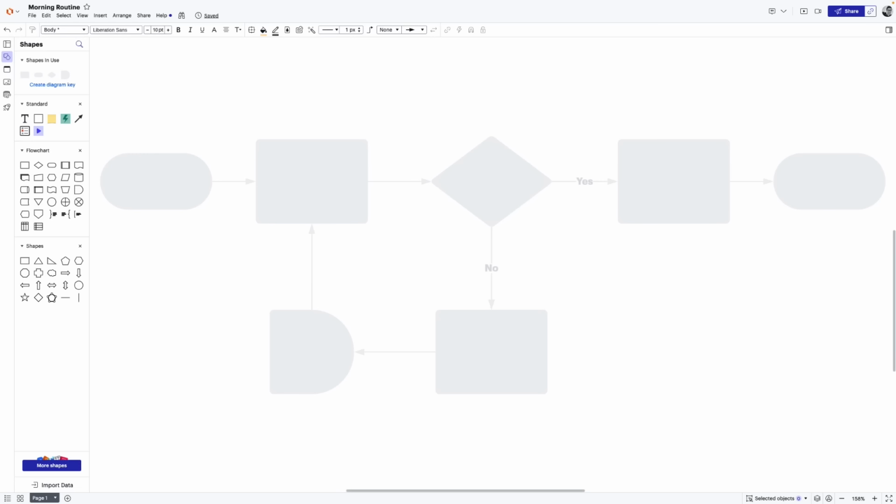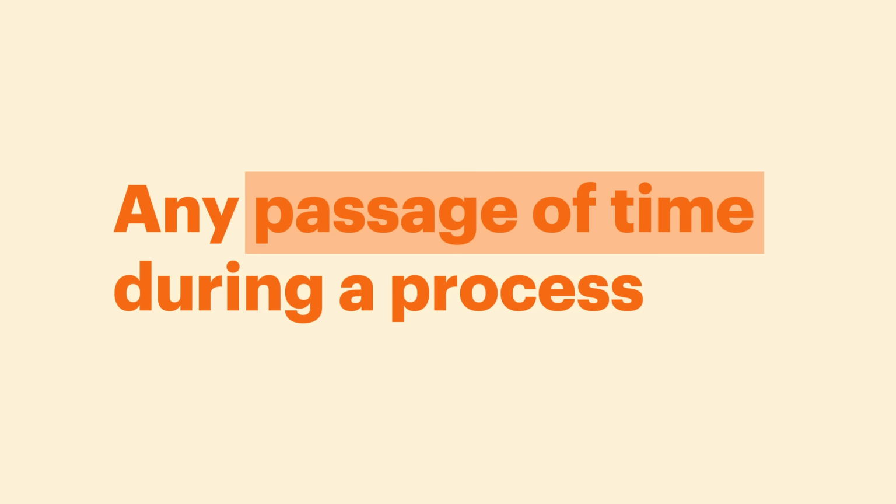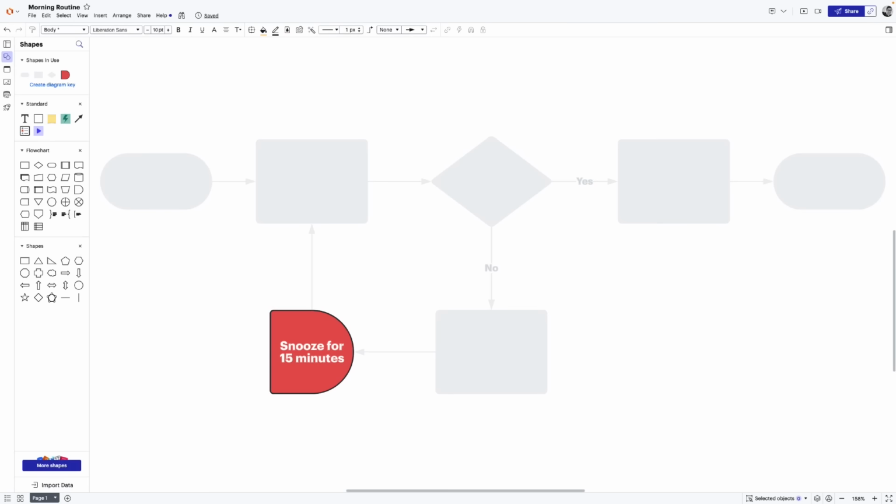The last symbol used in this flowchart is the delay symbol. This symbol is used to depict any passage of time during a process. In this case, it's being used to show the snooze duration.